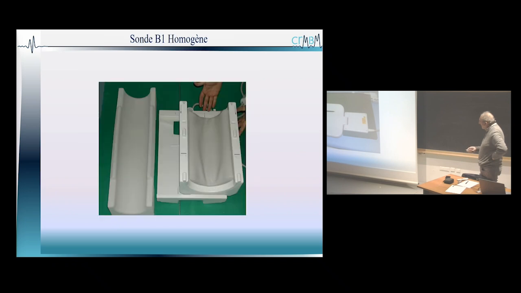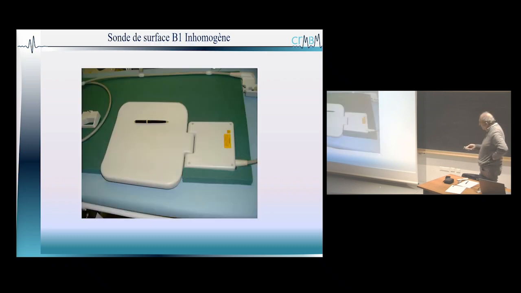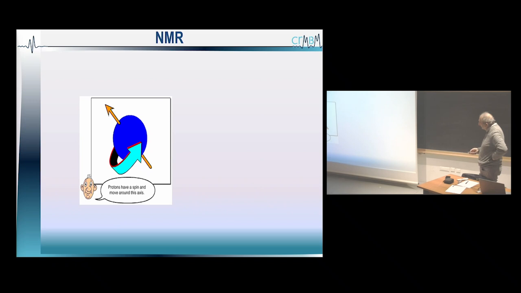So I've shown two different ones in here. This one is a kind of coil producing a homogeneous B1, and the other one, this one, which we call a surface coil, is a little bit different. It won't produce a homogeneous B1 field, but I'm not going to enter into the detail of that.